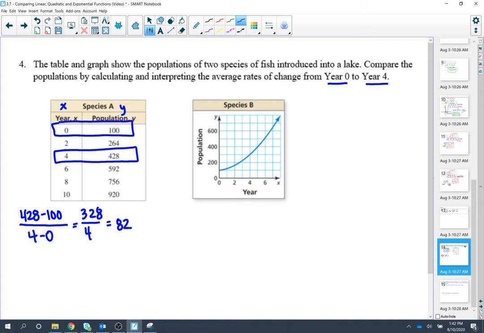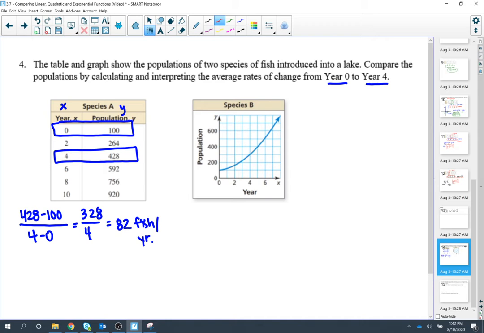And then because this is a story problem, let's put some meaning to it. 82 fish per year. Now, another thing to keep in mind here is if that's a positive 82, does that mean that the fish population is increasing or decreasing? In this case, it would be increasing by 82 fish per year.